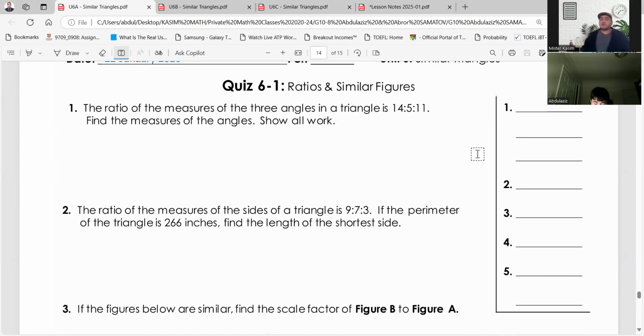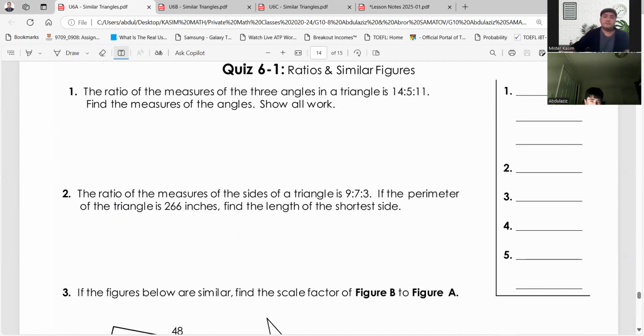Read the first question, Abdulaziz, and explain how do we do this question. The ratio of the measures of the three angles in a triangle is 15 to 5 to 11. Find the measures of the angles. Show all your work. Okay. First, we had the setup equation, right? What is the equation?